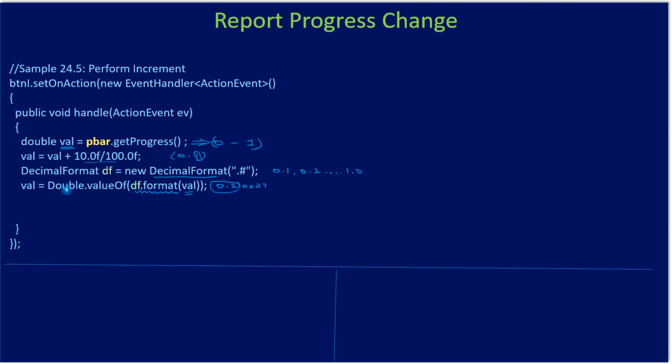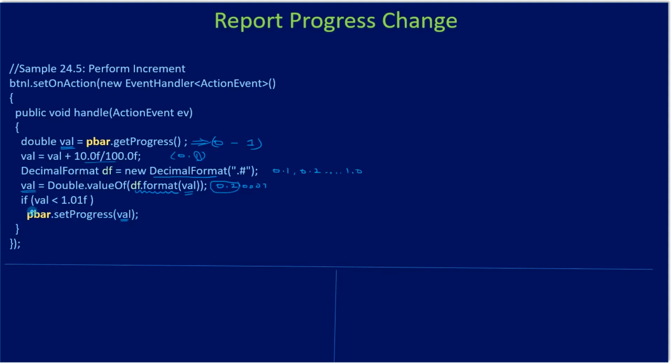So we are passing that string to Double.valueOf, and we are storing back the incremented value, because here we are doing the increment, right? Finally, we are setting the progress value with this value.